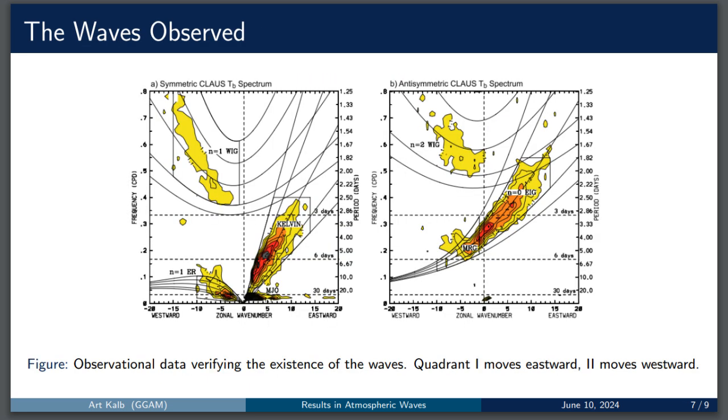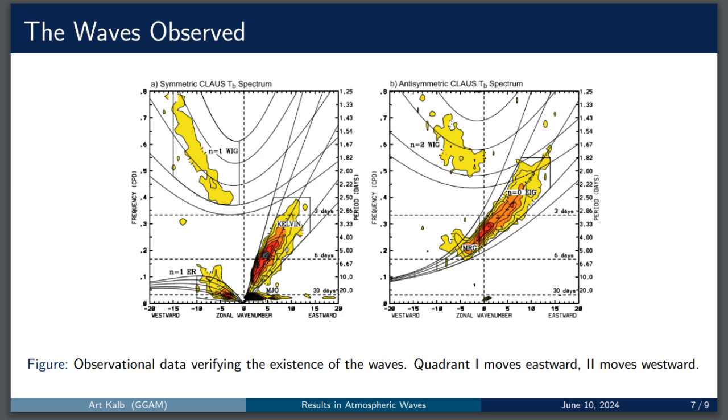A cool part about this theory is that it is well observed in satellite data. This is a Wheeler-Kiladis plot, named after the people who first observed this in the temperature signal. On the left are the modes that are symmetric about the equator, where we see the Kelvin wave, a Rossby wave, and a gravity wave. On the right are the anti-symmetric modes, including the mixed Rossby gravity wave and 2 more gravity waves.